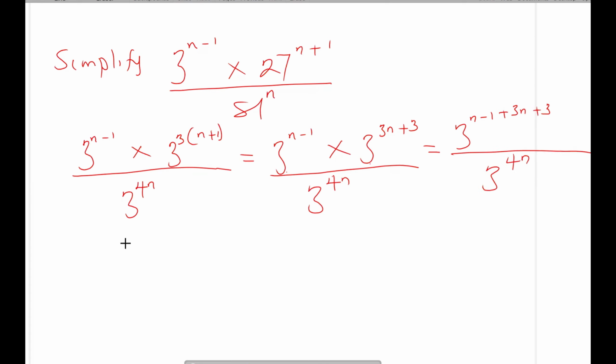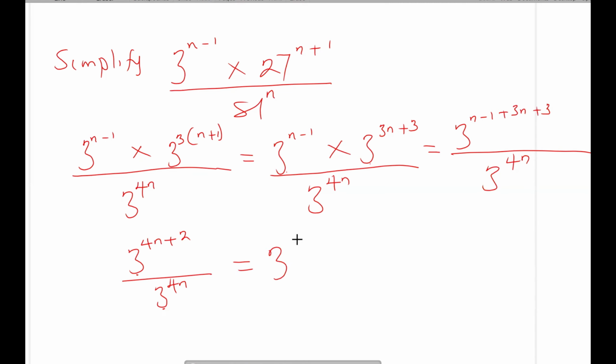Now if you simplify the power further, that means n plus 3n, that becomes 4n, and minus 1 plus 3, that becomes plus 2, divided by 3 raised to the power of 4n. So we can now apply our divisional law, because the base here is 3 and the base here is still 3. So that means divisional law means we subtract the power.